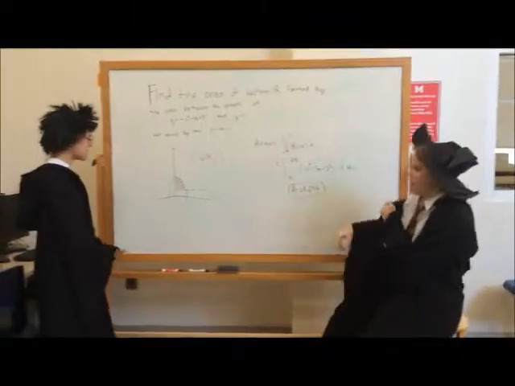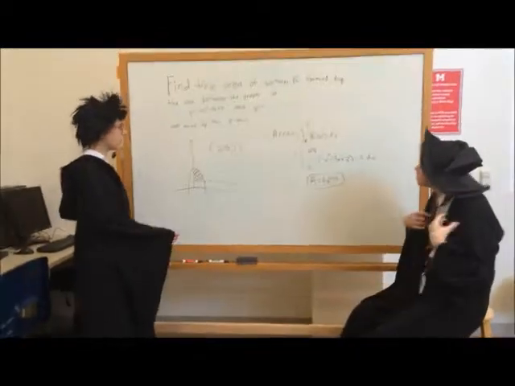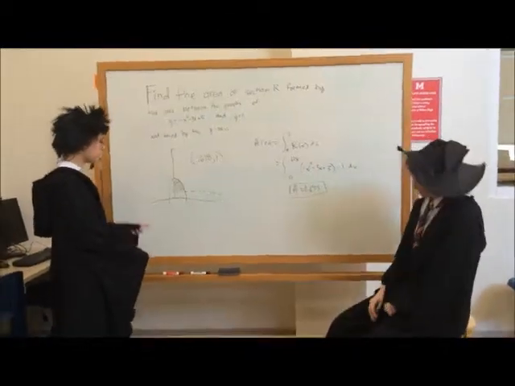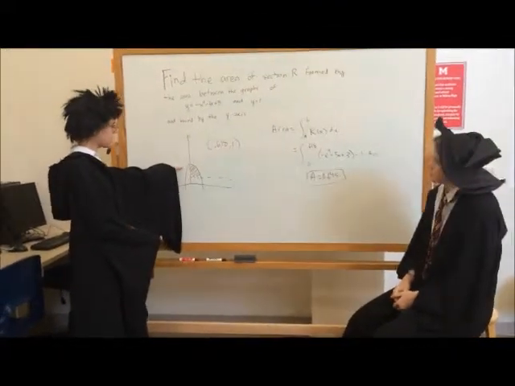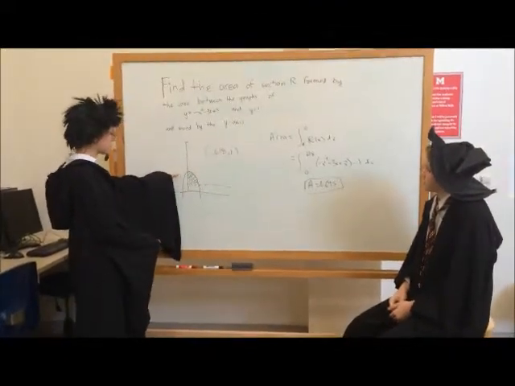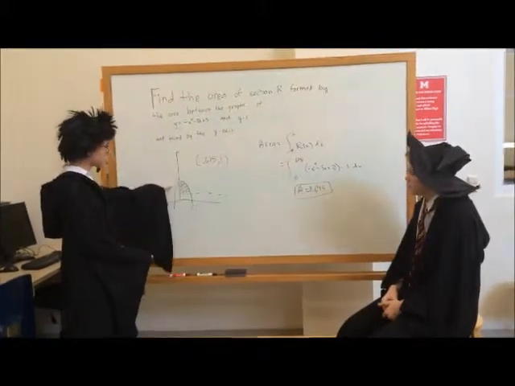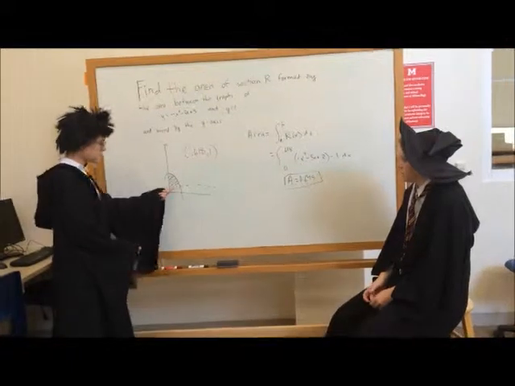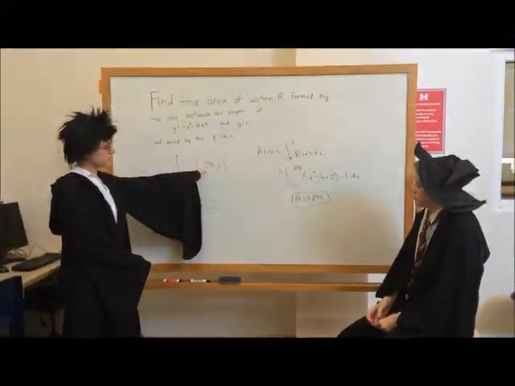Is that a bundt cake, Harry? No, Ron. We're going to be finding the area of the section R formed by the area between the graphs of this graph and this line. This is y equals negative x to the fourth minus 3x plus 3, and this is y equals 1. And it's bound by the y-axis. So first we're going to find the point of intersection, which is 0.618.